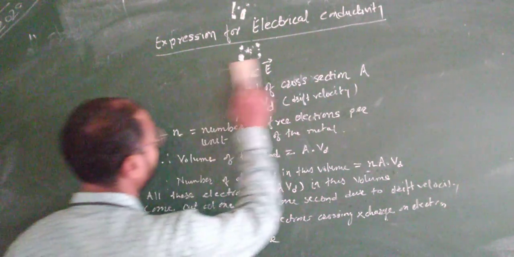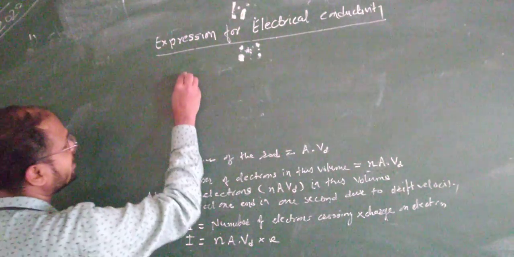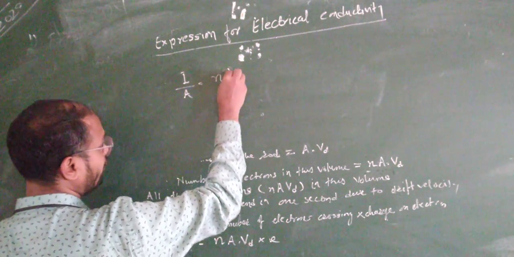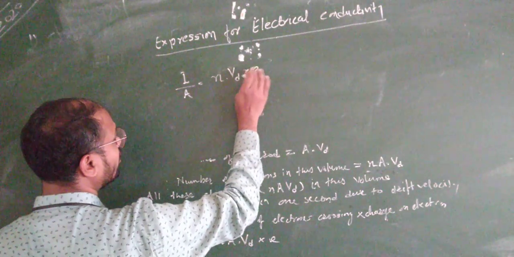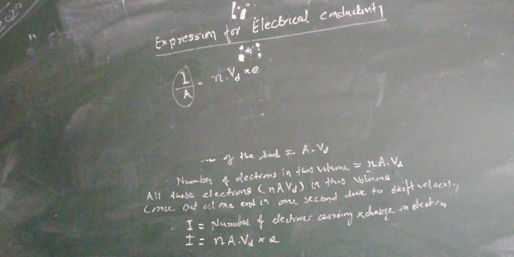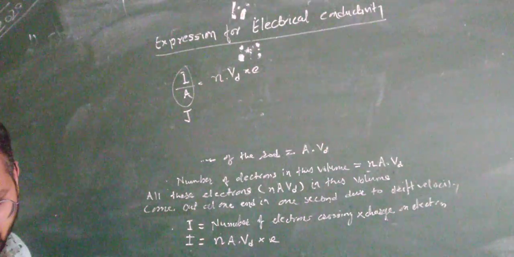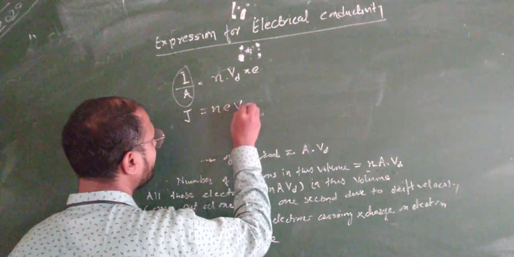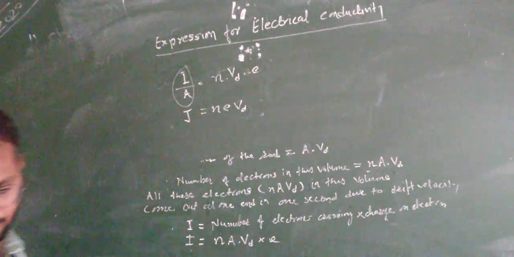So from this we can say that I upon A is nothing but n Vd into e. But I upon A is what? That is the current density J. So the current density J is equal to n e Vd.